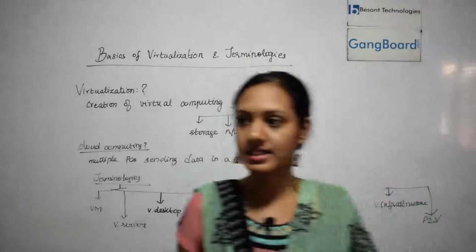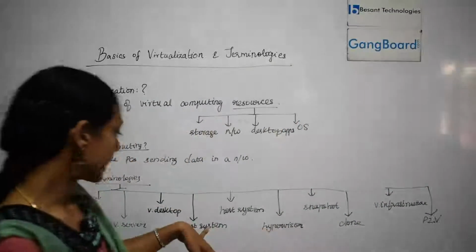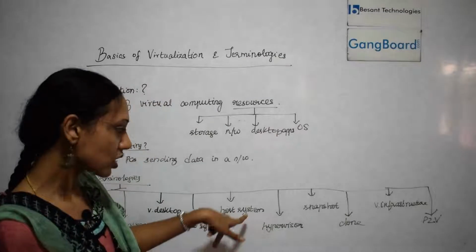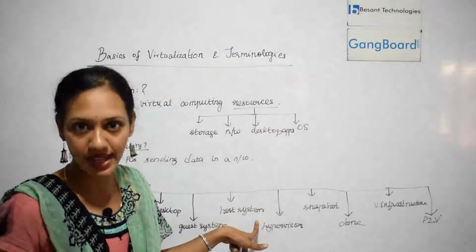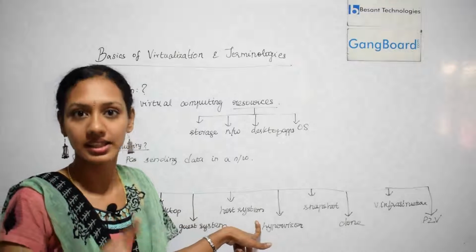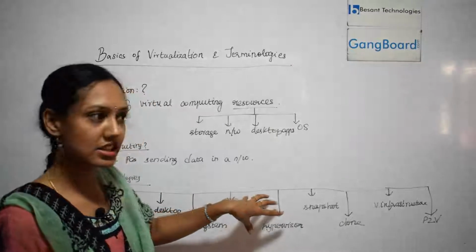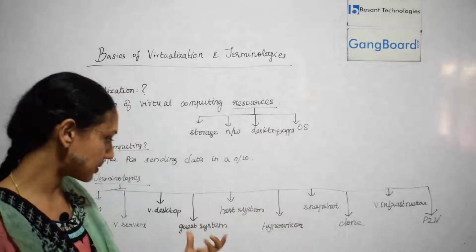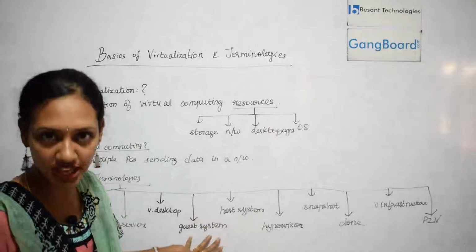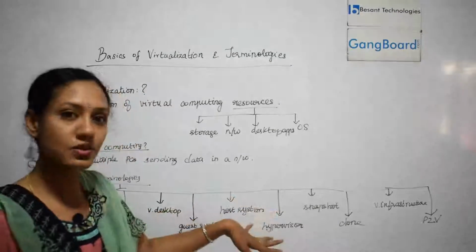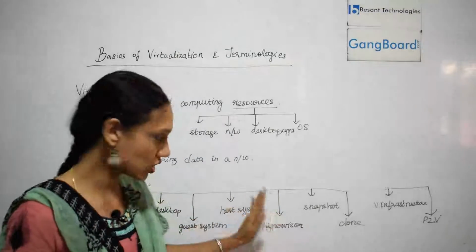Then guest system. What is a guest system? Guest system and host system have basic differences. Host system is nothing but the parent system, wherein the real hardware and software is installed. This hardware and software can be accessed by the guest system. This is the child system. This is where we access the virtual machines. This is where the virtual machine is actually hosted.